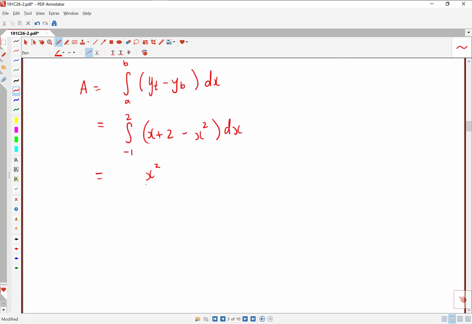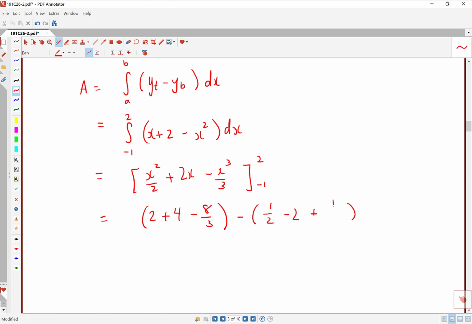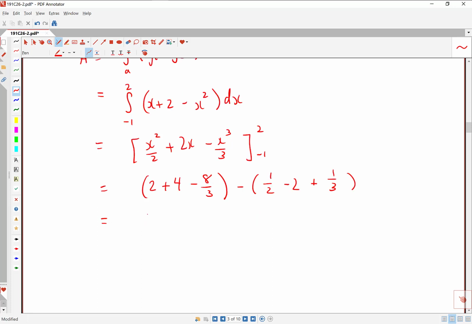So integrating, we get x squared over 2 plus 2x minus x cubed over 3, and we're going to evaluate this at 2 and then at -1. Okay, so plugging in 2, we'd have 2 squared over 2, which is 2, so it's looking like 2 plus 4 minus 8 over 3. And then we need to subtract off what we get when we sub in -1. Okay, so that's going to be 1/2 minus 2 and then plus 1/3. So you can do that on your calculator if you want. That comes out to 9/2.